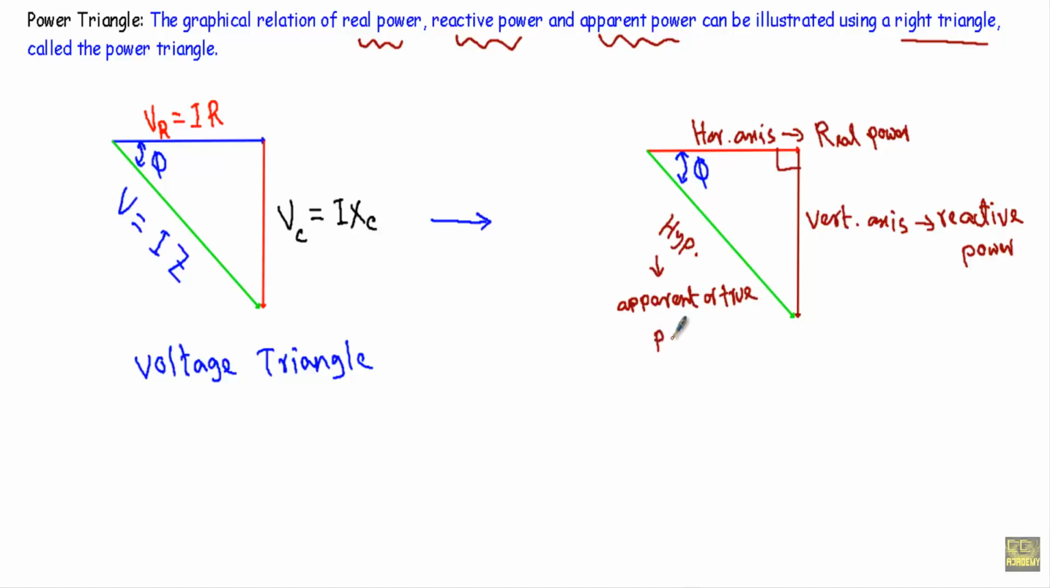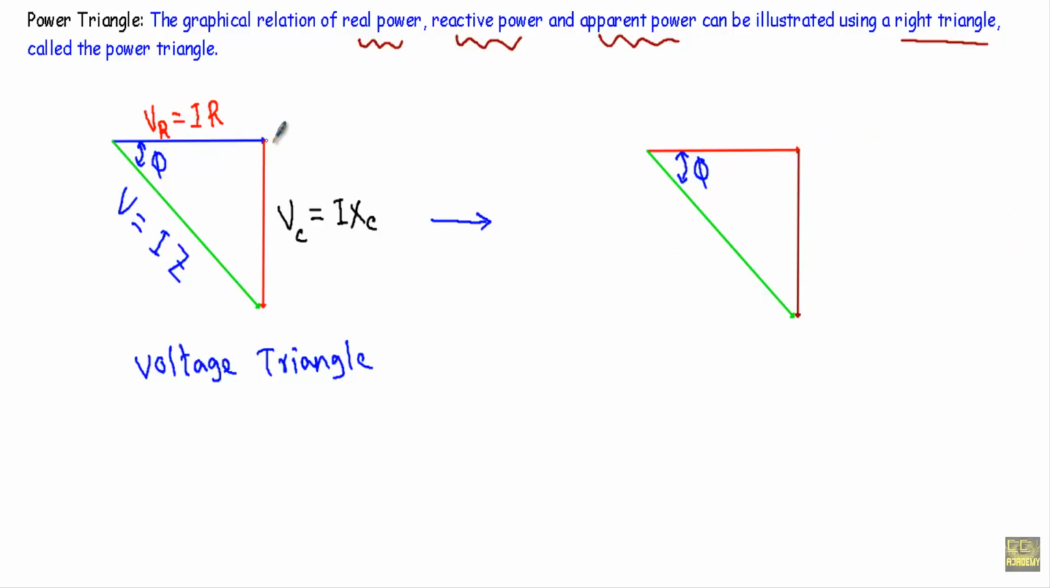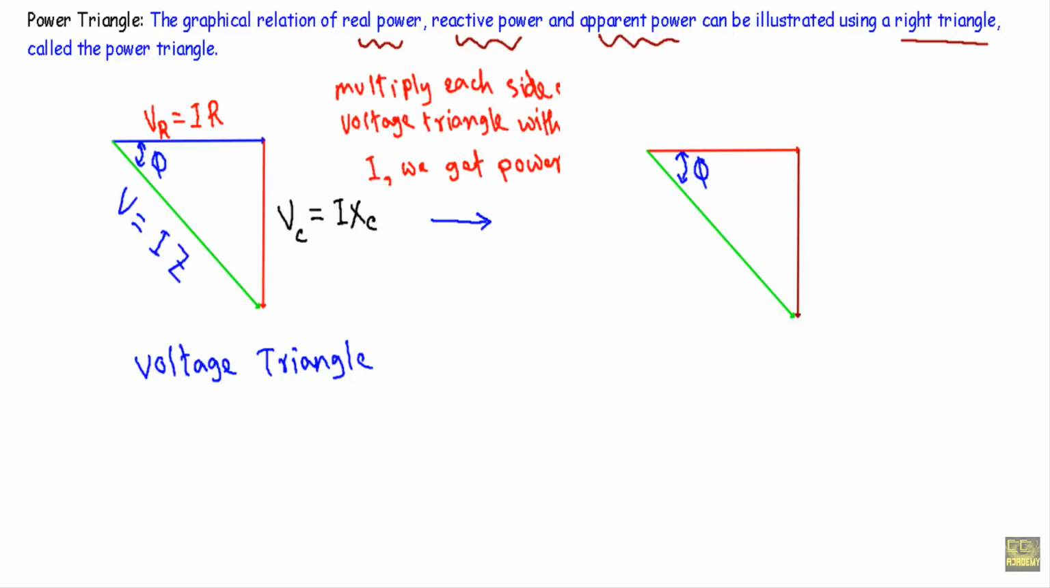So this will be our impedance triangle if I can show the relationship between the three power components using this right triangle. See, this is the voltage triangle of the series RC circuit. In this direction I am taking VR equal to IR, in this direction VC equal to IXC, and in this direction V equal to IZ. Now see, if I multiply each side of the voltage triangle, I will get the power triangle of the series RC circuit.